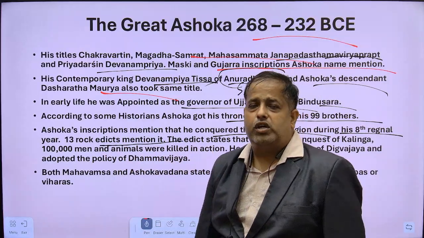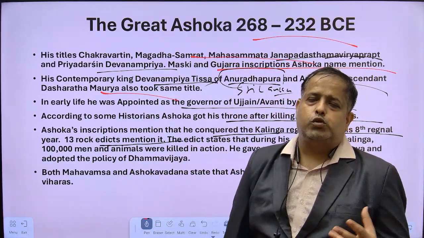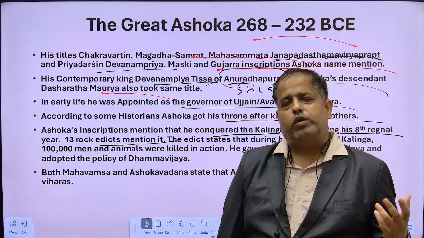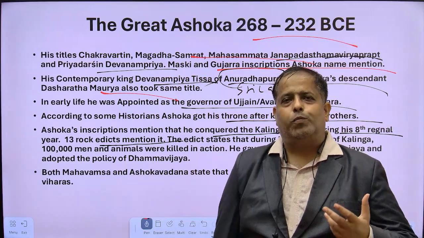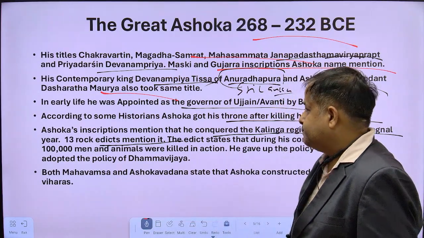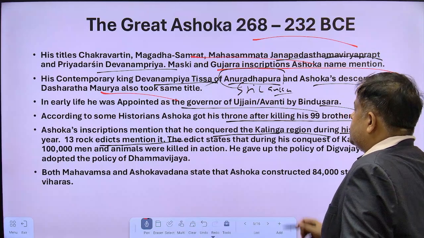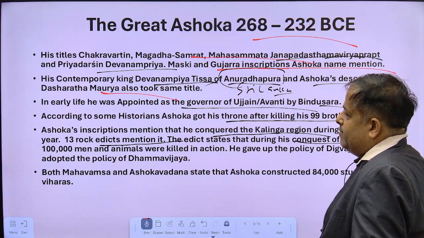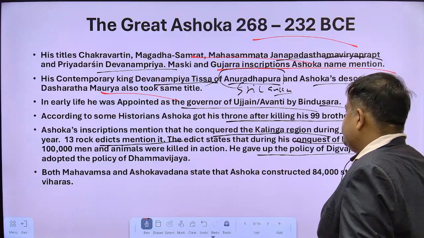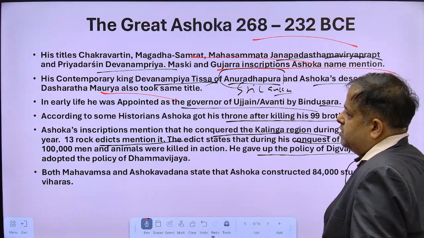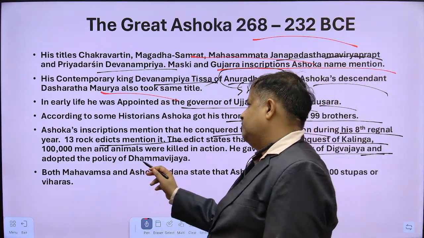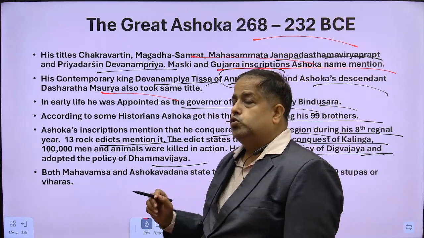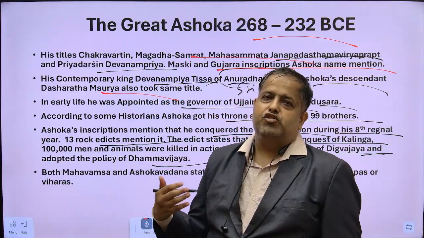So sometimes the examiner asks which rock edict talks about the Kalinga war? 13th Rock Edict. In which year did this war take place? The 8th regnal year. This edict states that during his conquest of Kalinga, 1 lakh men and animals were killed in action. He gave up the policy of Digvijay and adopted the policy of Dhamma Vijaya. Okay, so beta, you have to focus on how Ashoka changed.